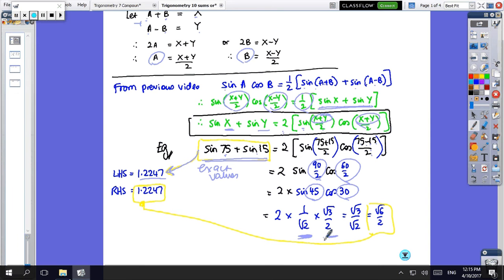And then on your exact values, sine of 45 is 1 over root 2, and cos of 30 is root 3 on 2. The 2's cancel out, so you end up with root 3 on root 2, and then you just rationalise the denominator, and end up with root 6 on 2, and root 6 on 2 is also equal to 1.2247. So we have a sum that ends up being a product. Again, these ones you'll just be copying into your cheat sheet.